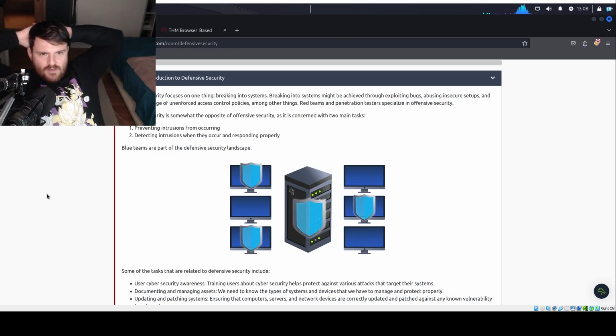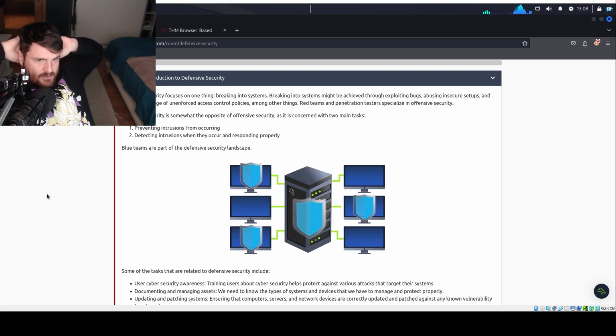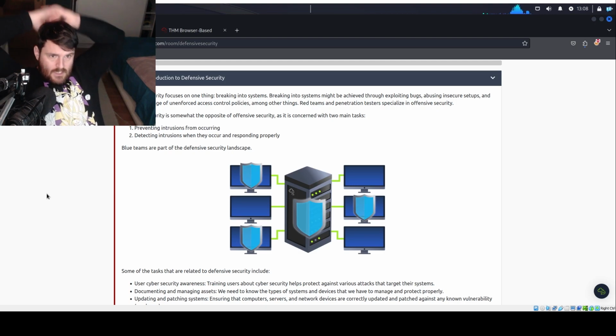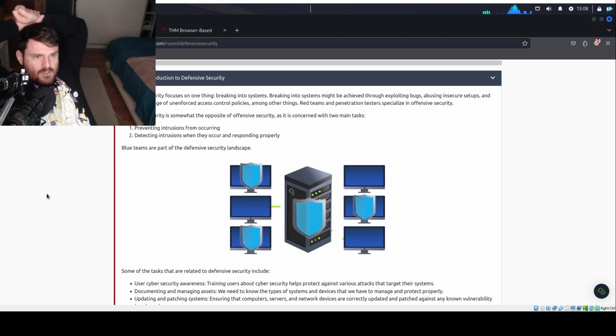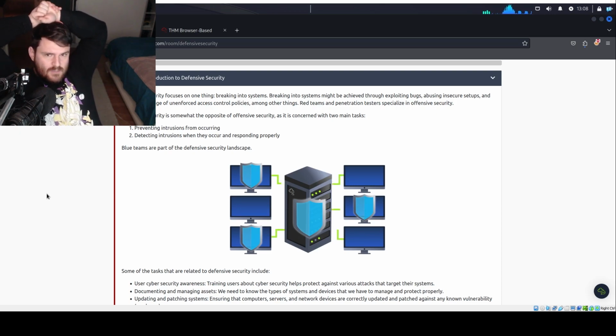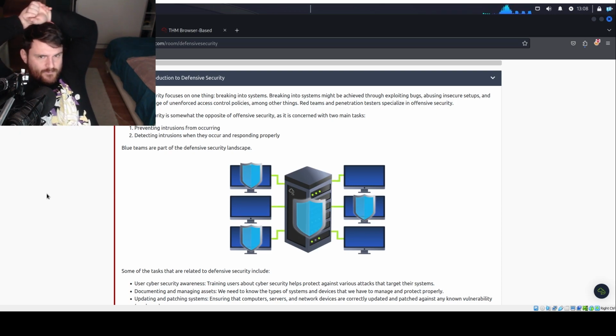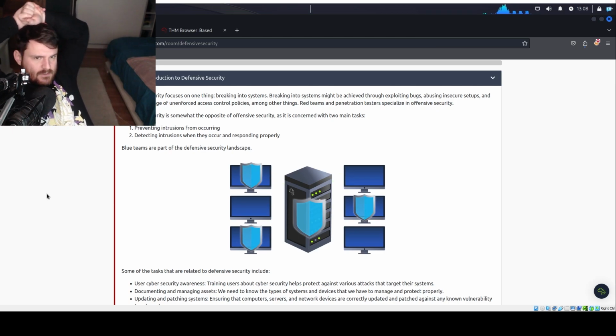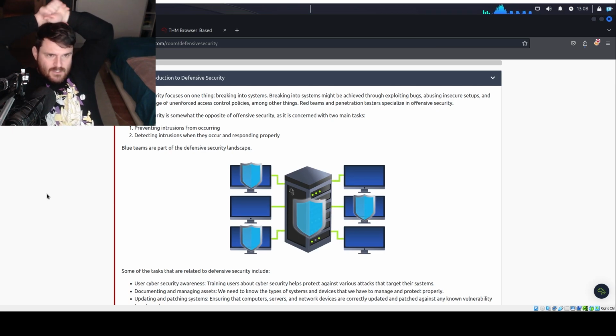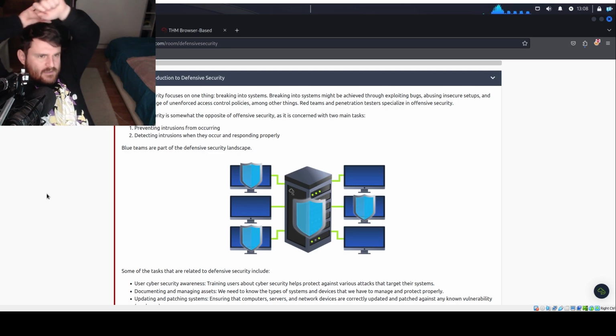Offensive security focuses on one thing: breaking into systems. Breaking into systems might be achieved through exploiting bugs, abusing insecure setups, and taking advantage of unenforced access control policies, among other things. Red teams and penetration testers specialize in offensive security.